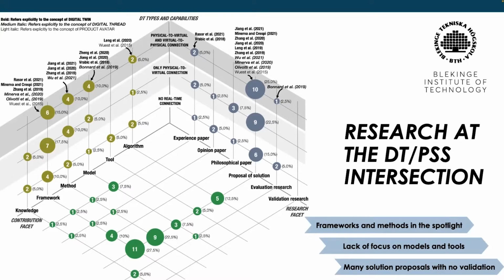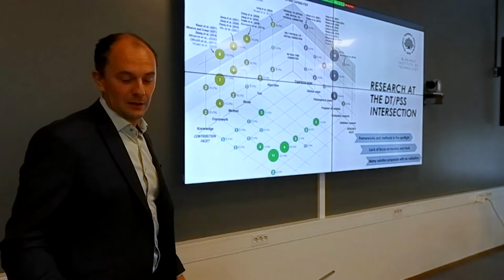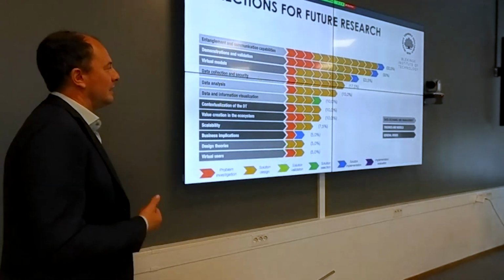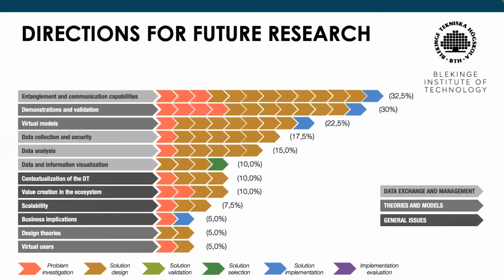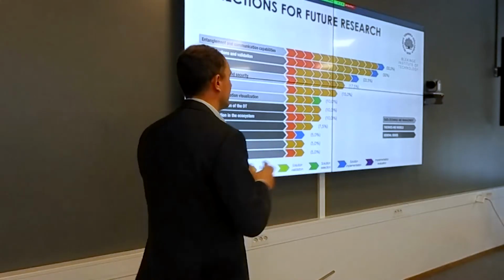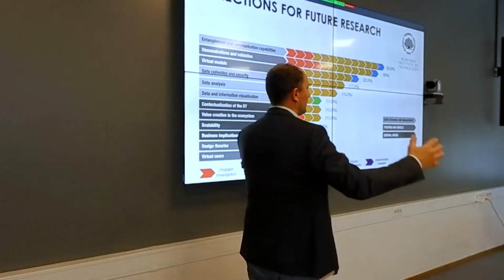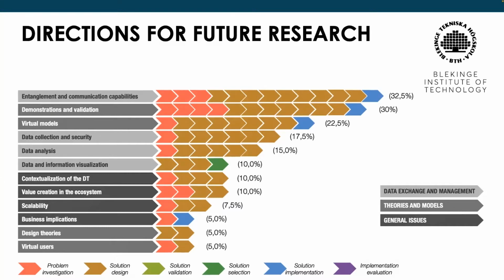So we started from ground which is still very slippery, to be honest. We were looking at what others say are directions for future research. And it's not odd to see that entanglement, communication capabilities, data collection, and data analysis are the things that everybody is looking at when you look at product-service systems and digital twins. But a few are starting to realize, how do you contextualize these things? How do you actually use them to understand value creation? What are the design theories behind them? These are all emerging aspects coming up from the research.